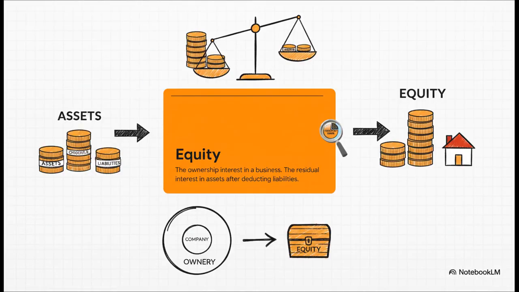And our third keyword is equity. Basically, equity is the owner's piece of the pie. The fancy term is residual interest, but all that really means is it's what's left over. Imagine you took all of Apex's assets, sold them for cash, and then used that cash to pay off all of its liabilities. Whatever money is left in that pile, that's the equity. It's the company's net worth.